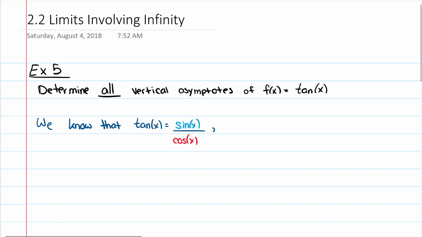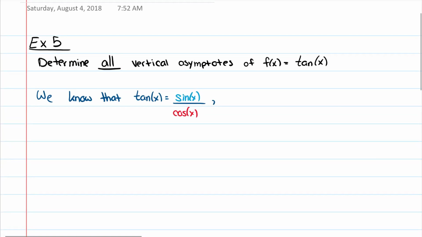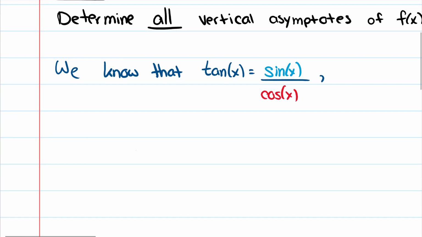Example 5. We're going to determine all vertical asymptotes of f of x equals tangent of x, and we're going to do this using our definition of vertical asymptotes using limits. So we know that tangent of x equals sine of x over cosine of x. And we know, just from algebra, that we get a vertical asymptote when cosine of x equals 0. And we know this because the denominator can't be 0.